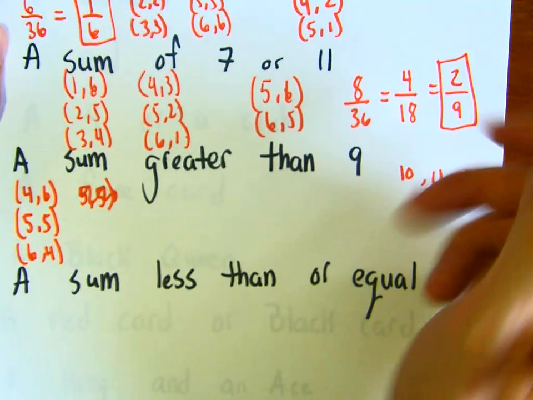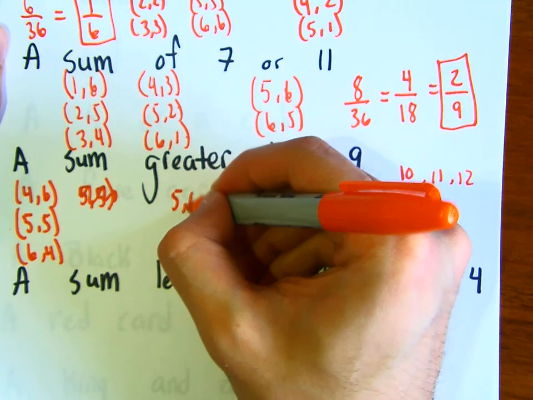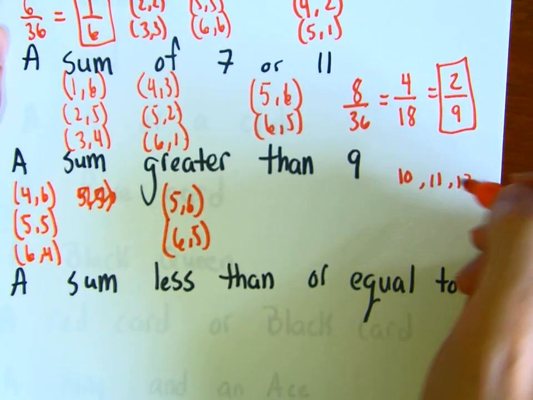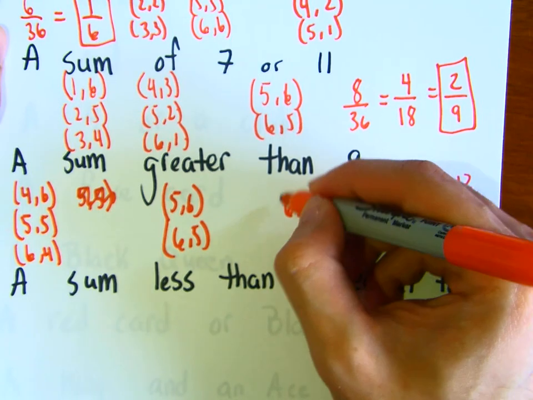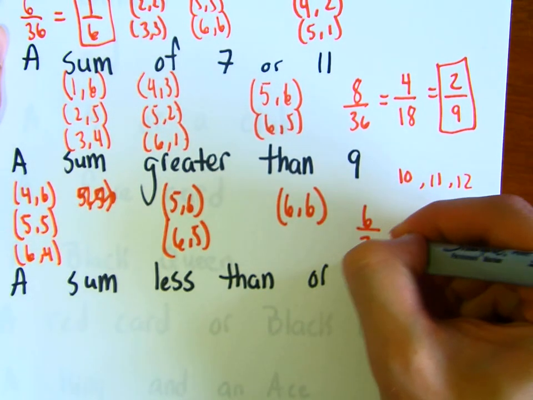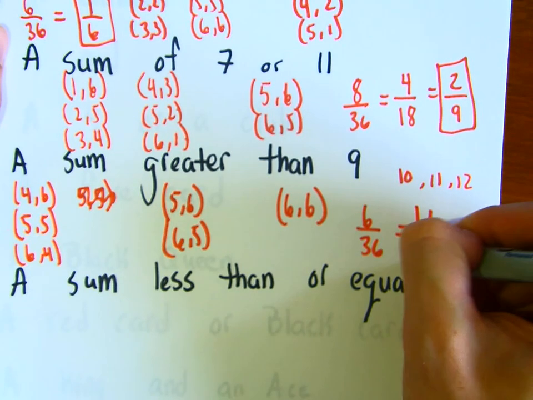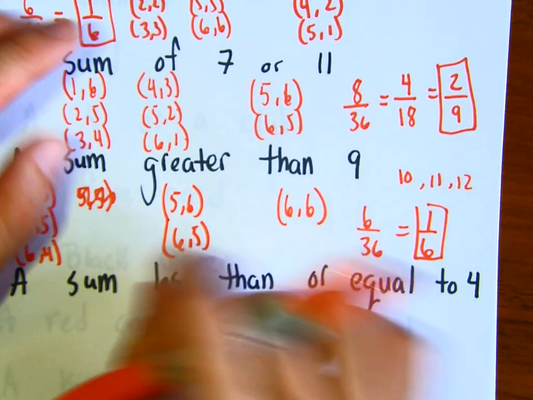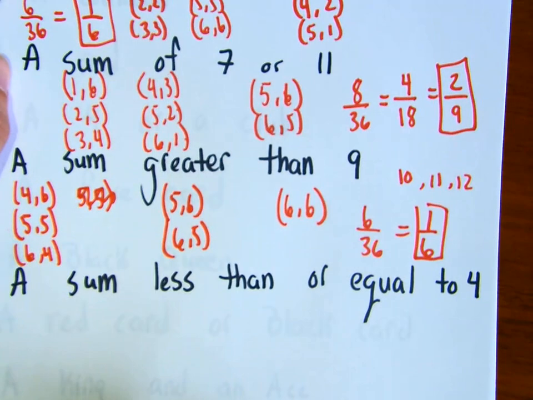How can you get a sum of 11? We could get 5 and 6, or 6 and 5. And how can you get a 12? You can only get it with a 6 and a 6. So notice we have 3, 4, 5, 6. So we have 6 over 36, or a 1 in 6 chance of rolling 2 dice, and the sum of the 2 dice is greater than 9.